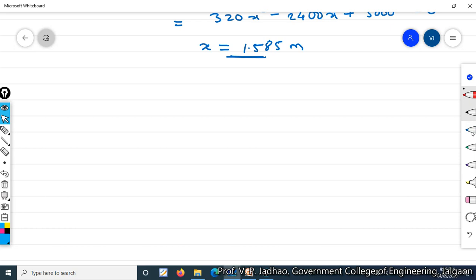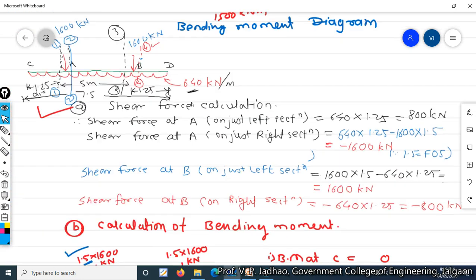Next step, step number 5, is to calculate the depth of footing. So we'll write step number 5, calculate, I think 5 or 6, just a minute, let me check.